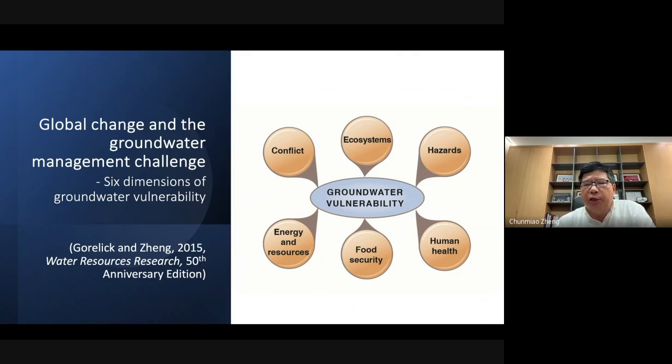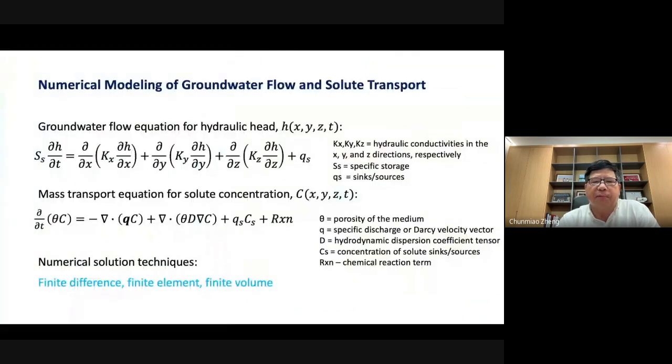And I mentioned earlier already the irrigation of a lot of food production depends on groundwater, and the energy, like fracking and also biofuel, depend on water, groundwater, and then the ecosystem health and the conflict between countries, between states in transboundary aquifers. So you can see groundwater is really fundamental to many things we deal with.